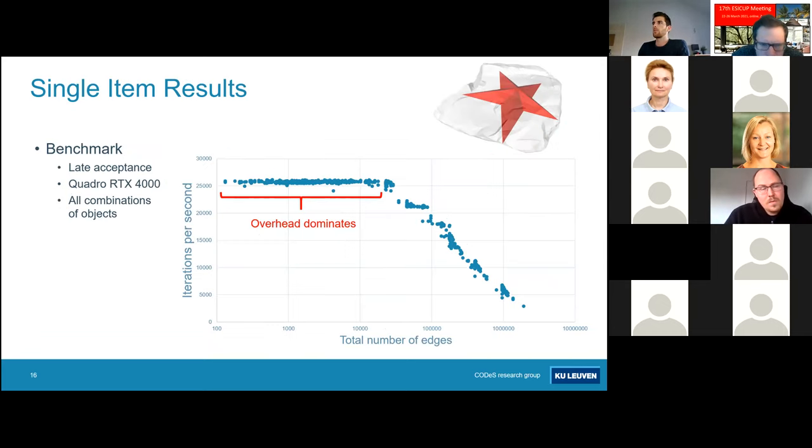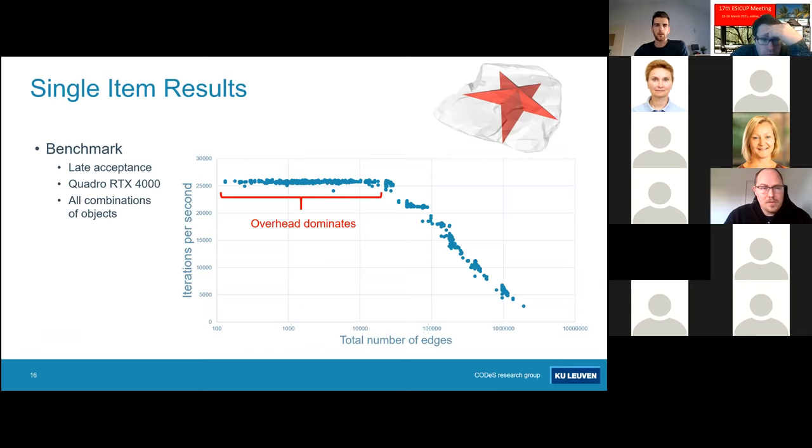Here we have the results of a first benchmark where we run a late acceptance algorithm on instances where we have one item inside another item. And we did this for all combinations of objects from our data set using a Quadro RTX 4000 GPU. On the horizontal axis, you can see the number of edges. This is a degree of complexity for the solution. And on the vertical axis, you can see the amount of iterations per second that we managed to achieve.